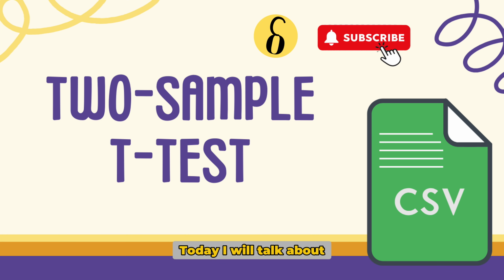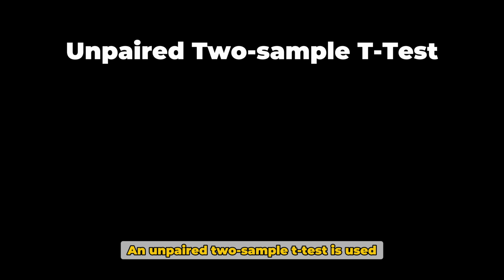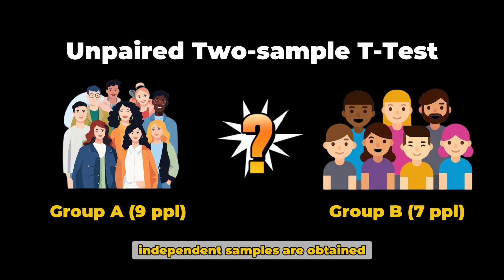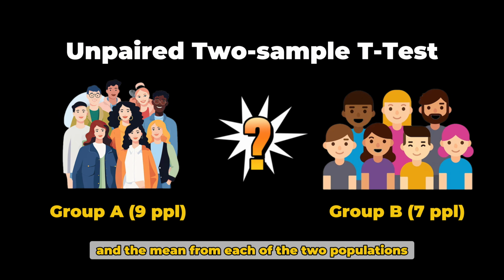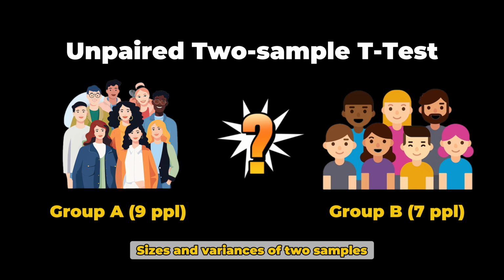Today, I will talk about how to use Excel to perform a two-sample t-test. An unpaired two-sample t-test is used when two separate sets of independent samples are obtained, and the mean from each of the two populations is compared. Sizes and variances of two samples may or may not be the same.